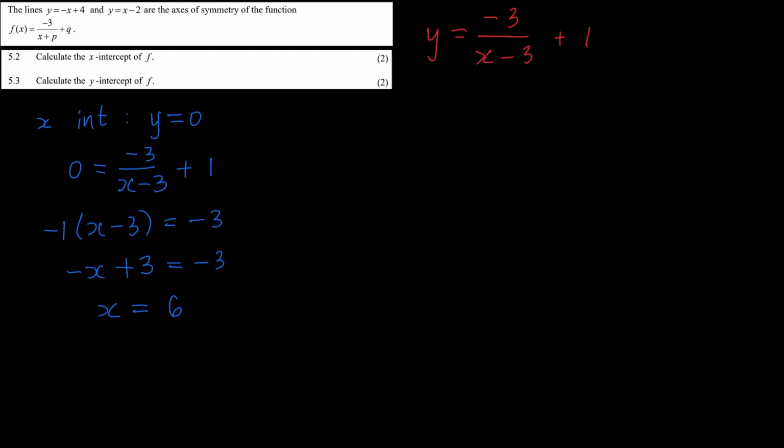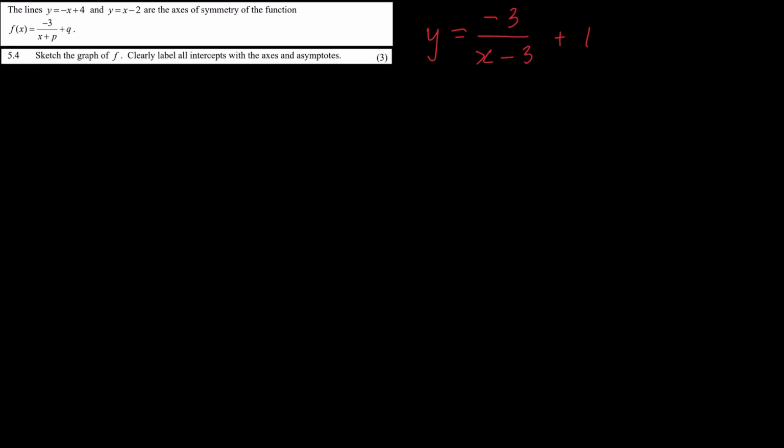Next, we solve for the y-intercept. To solve for the y-intercept, make x equals 0. So my function is y equals minus 3 divided by 0 minus 3 plus 1. We can then simplify and solve: y equals 2. So that's the y-intercept for my function.